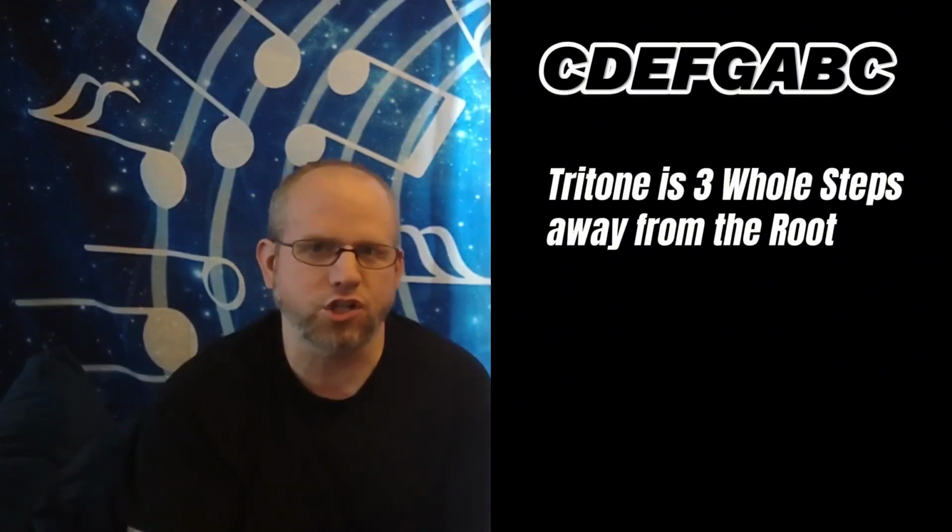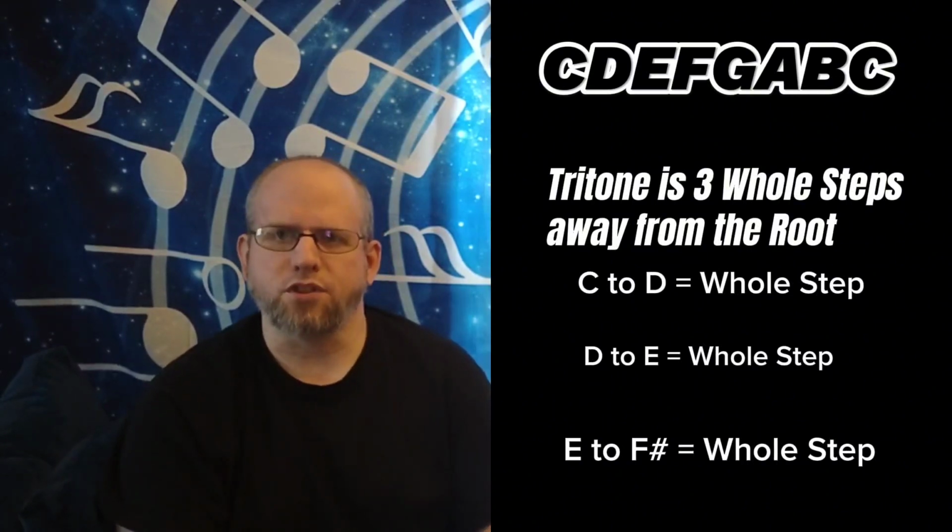So I'm going to put up on the screen the key of C, and the tritone away from the key of C would be an F sharp, because the tritone is 3 whole steps away from the root. Alright? And the root could be any note. The root is whatever your starting place is. It doesn't matter if it's C, E flat, G sharp, it doesn't matter. But we're going with C just to make this visually easy. So C is the root, and F sharp is the tritone.